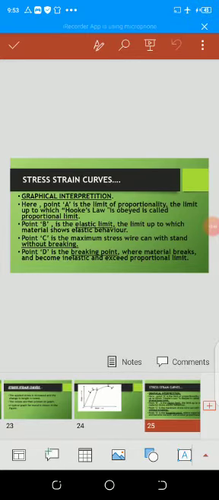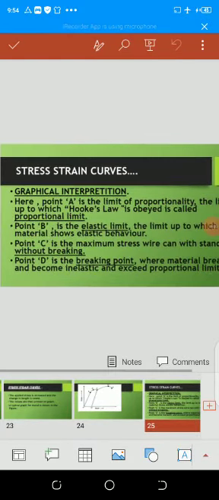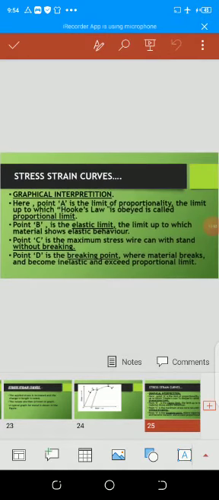Here point A is the limit of proportionality. The limit up to which Hooke's law is obeyed is called the proportional limit. Point B is the elastic limit, the limit up to which the material shows elastic behavior. Point C is the maximum stress which the material can stand without breaking. Point D is the breaking point, where the material breaks and becomes inelastic.